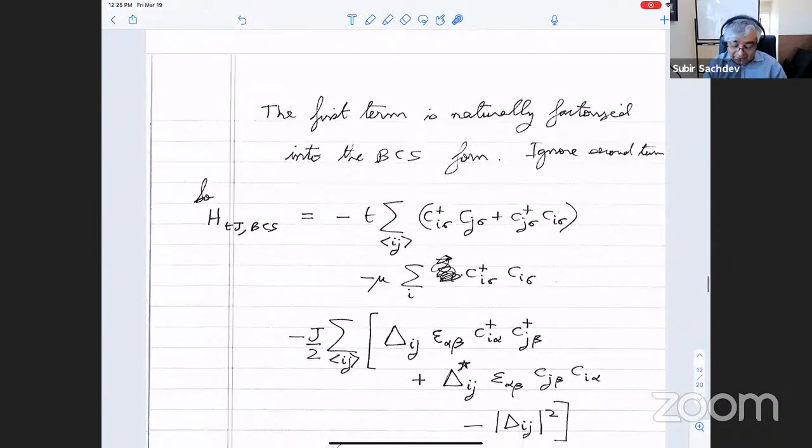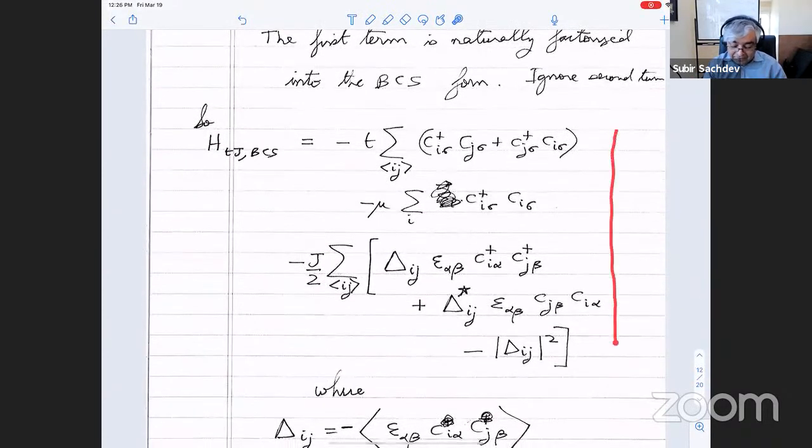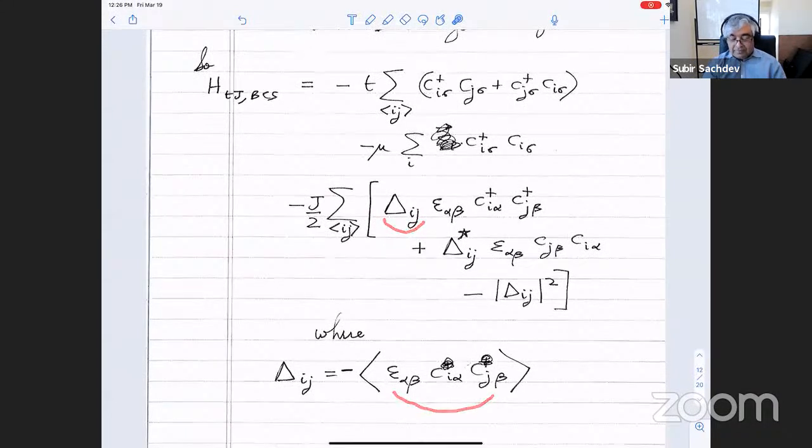All right, so now when I factorize that, I finally get a Bogoliubov Hamiltonian right here. I'm keeping track of the overall energy too. And this delta ij is basically the expectation value of the other operator. So this is exactly what I did for BCS theory, except I'm now working in real space on a lattice rather than in momentum space.